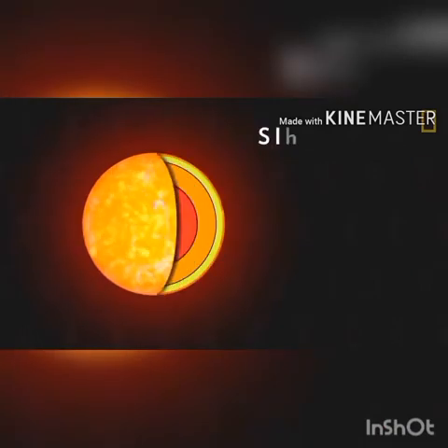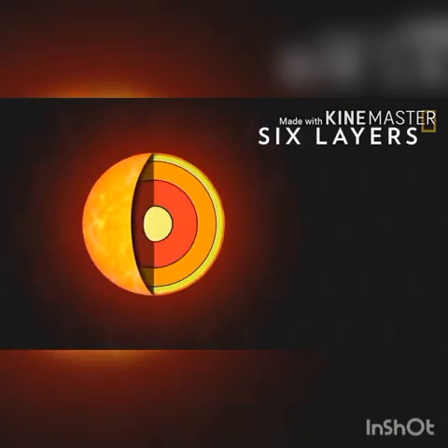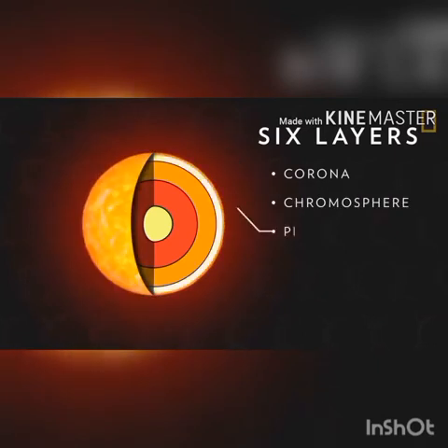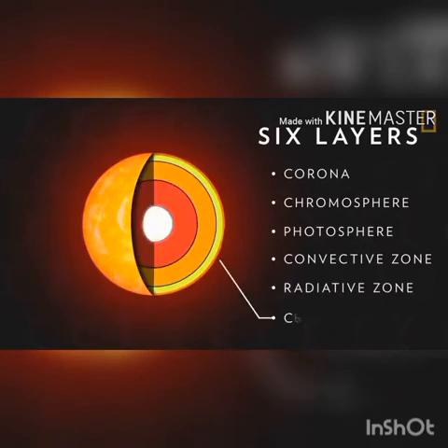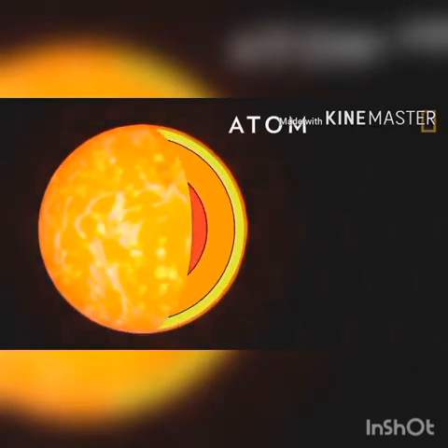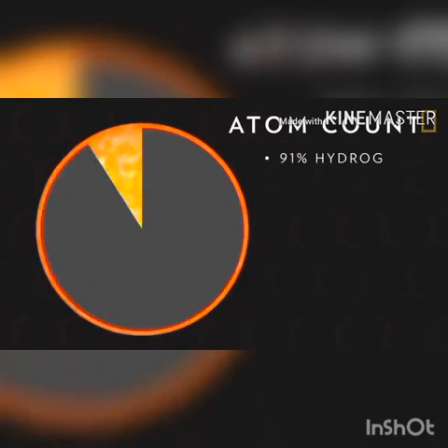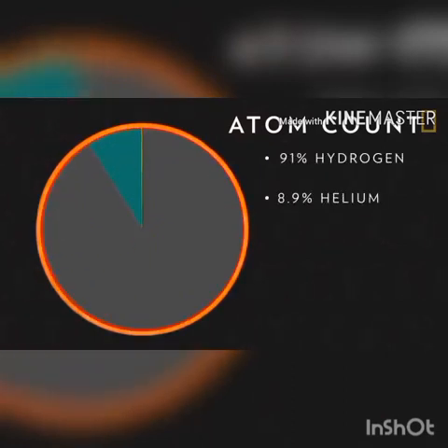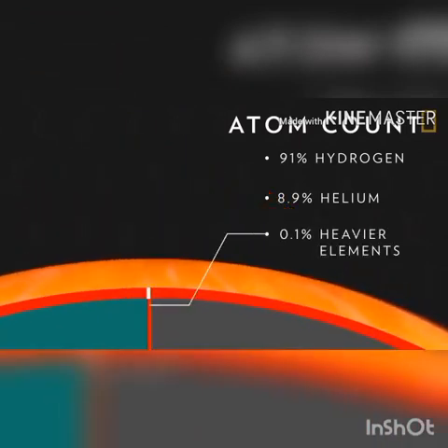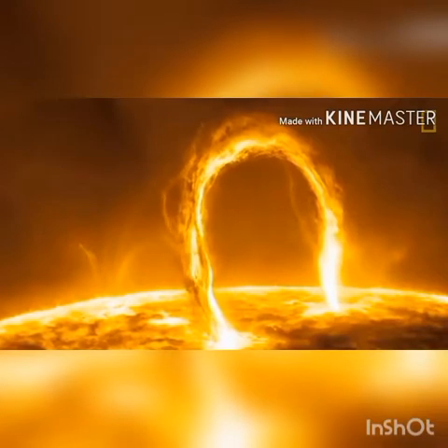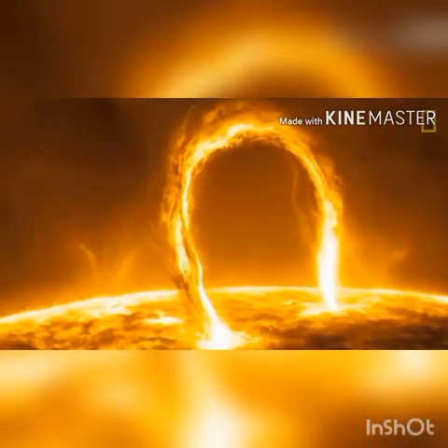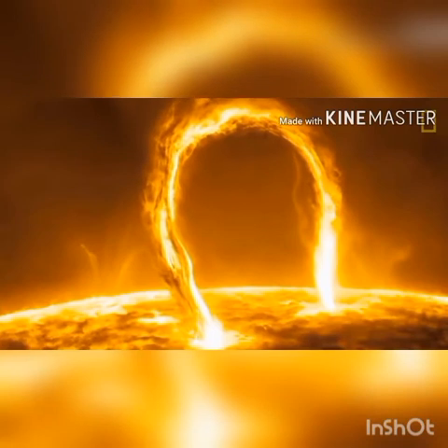The Sun can be divided into 6 layers or regions: the corona, the chromosphere, the photosphere, the convective and radiative zones, and the core. In terms of atom count, the Sun is about 91% hydrogen, the Sun's fuel, 8.9% helium, and 0.1% heavier elements, such as carbon and nitrogen. Due to the Sun's extreme temperatures, these elements stay in a gas-like phase called plasma.